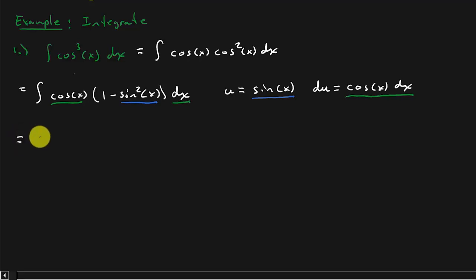So let's see what that gives us. That's going to give us the integral of 1 minus u squared times du. I took the u and put it in the place of sine x, in that sine x all squared. And then the cosine x dx, I replaced all of that with du.